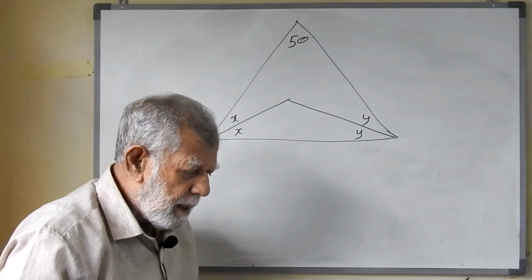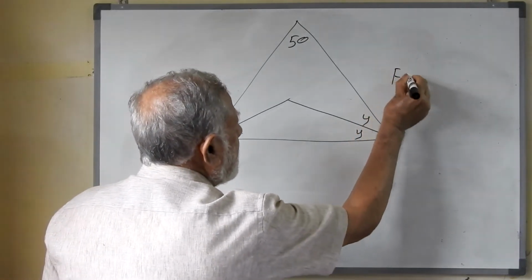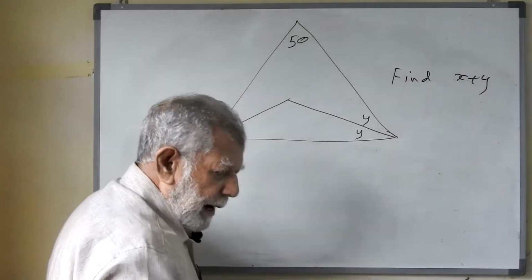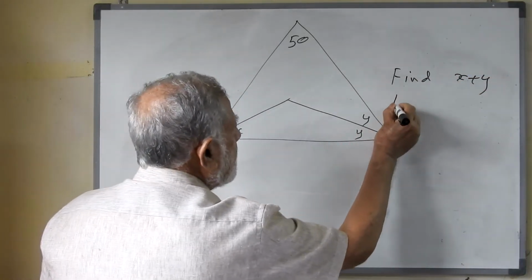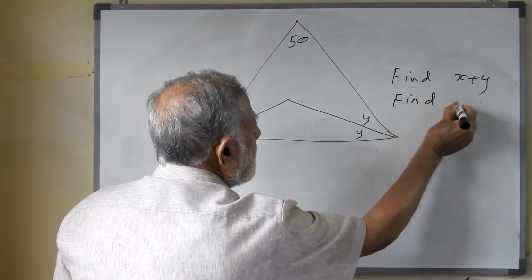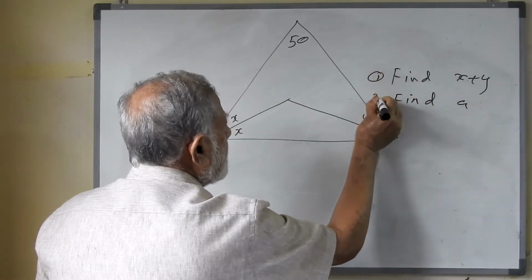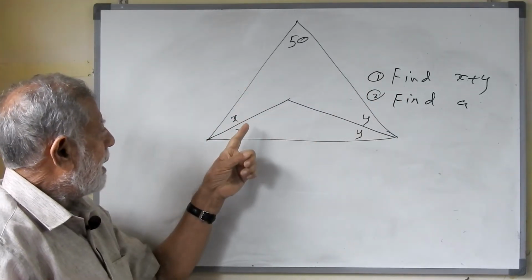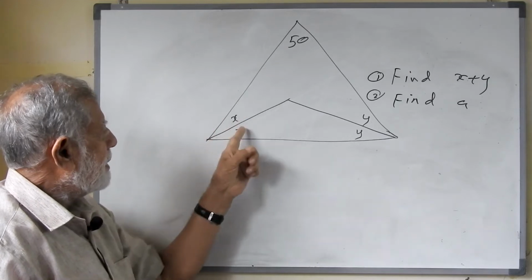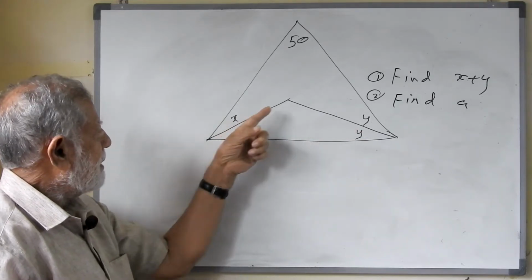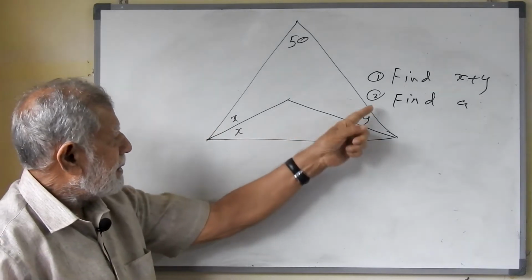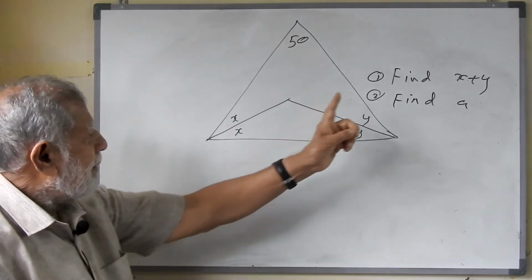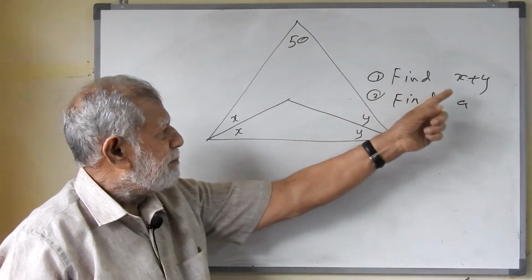Look at this. Find x plus y and find A. Two questions. Now this is the figure that is given, and these lines are two bisectors. This line is bisecting this angle, this line is bisecting this angle. So that's why I put two angles, y and x. First of all, you have to find the value of x plus y.